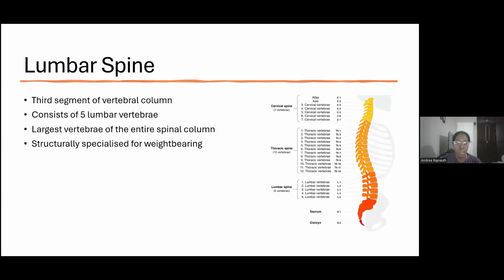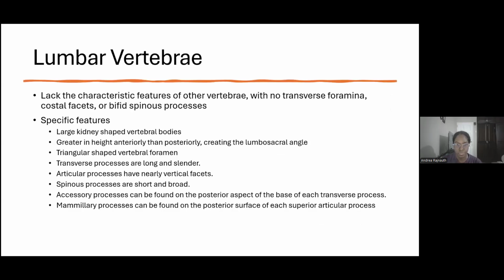We then move on to the lumbar spine, which is the third segment of the vertebral column and consists of 5 lumbar vertebrae. It has the largest vertebrae of the entire spinal column, and this is because it's specialized for weight bearing. It lacks characteristic features of other vertebrae, with no transverse foramina, costal facets, or bifid spinous processes.